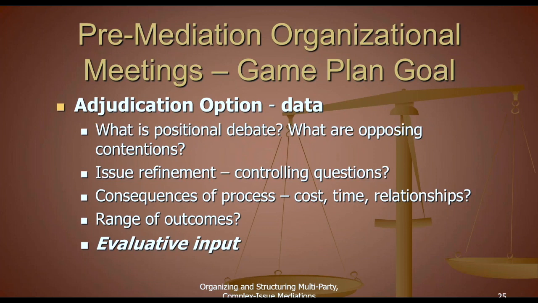So what kind of data we need about the adjudication options will vary from case to case, but it should include the positional debate. What are the opposing contentions of the parties? What are the controlling issues? And what arguments make a difference in the adjudication process? What is the full range of the possible outcomes? And what are the consequences of going through the adjudication process?